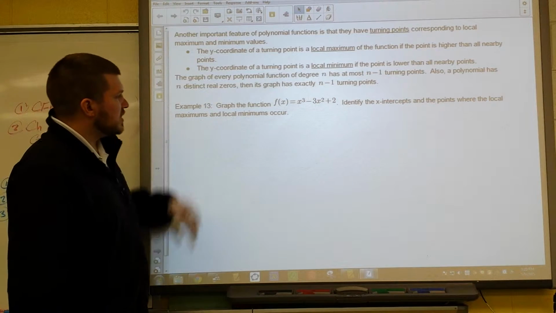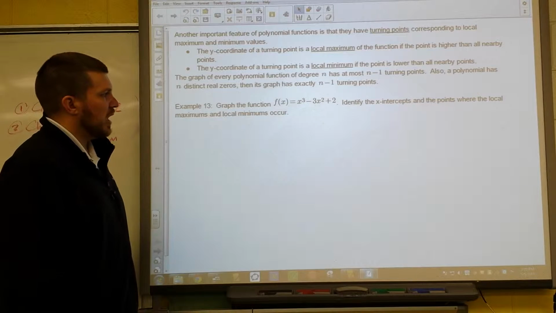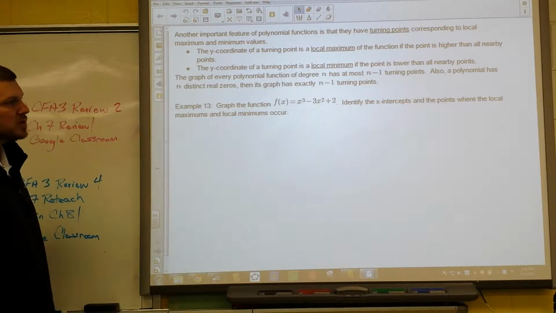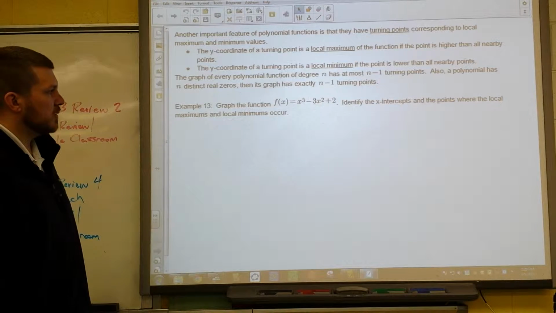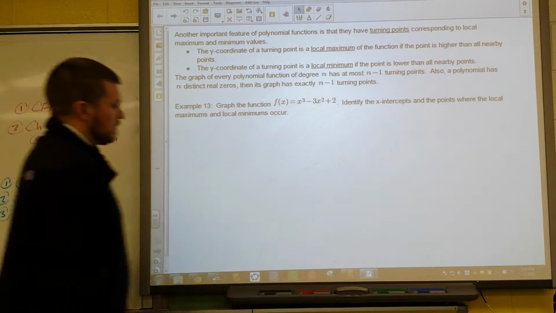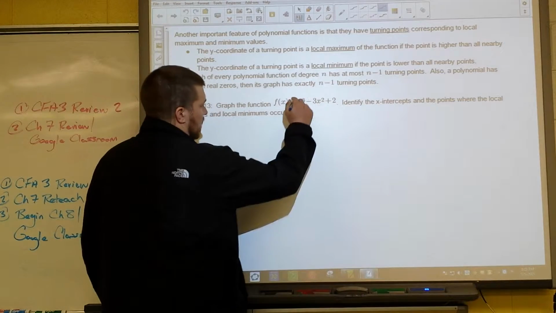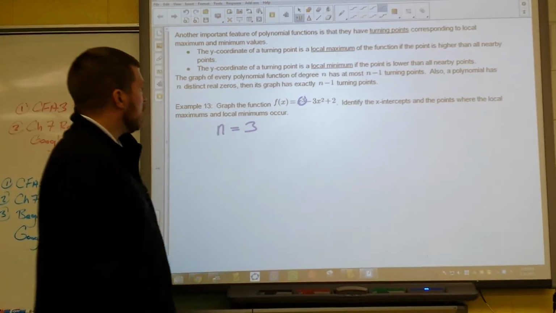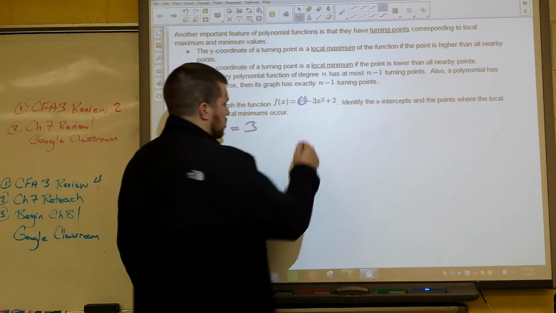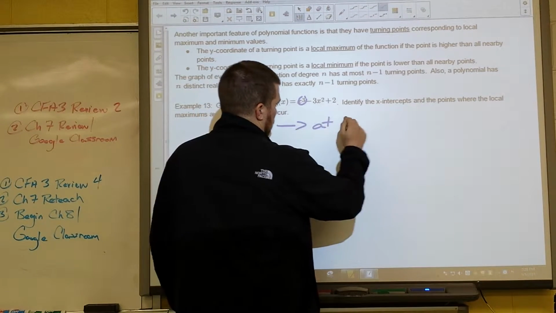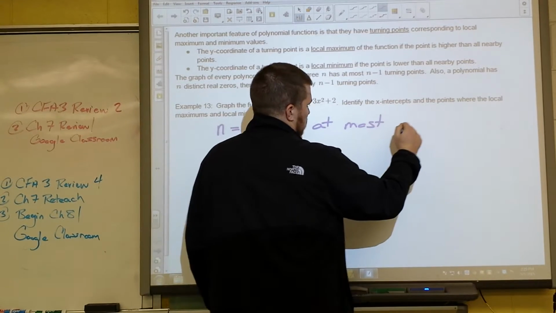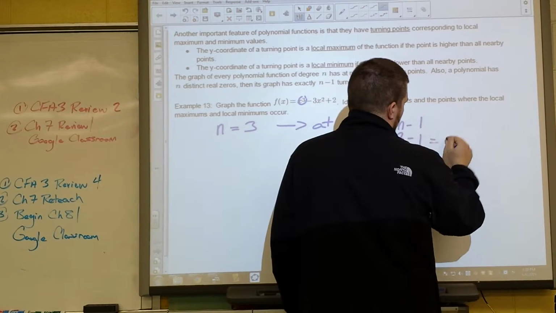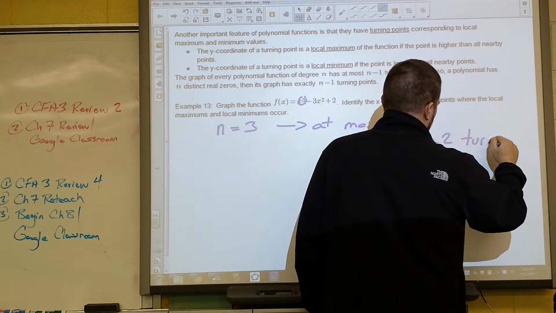So in example 13, we want to graph the function x cubed minus 3x squared plus 2 and identify the x-intercepts and the points where the local maximum and local minimum occur. First off, our highest power n equals 3. That means we're going to have at most n minus 1, in this case 3 minus 1 equals 2 turning points.